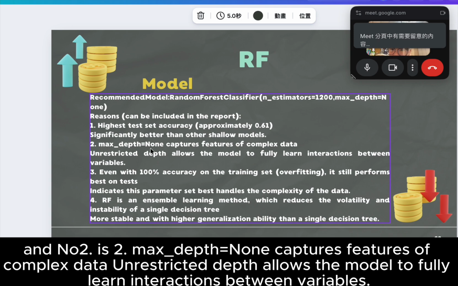Number 2 is that it is not compared to fit on compared data, using the depth of the model to further interact between features.